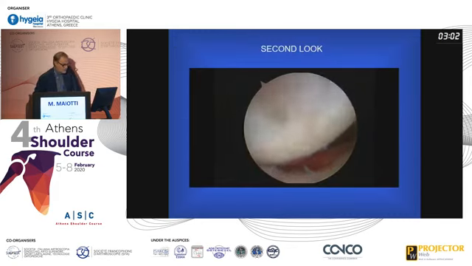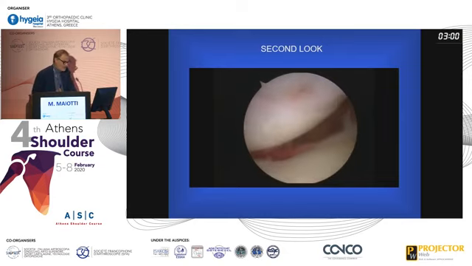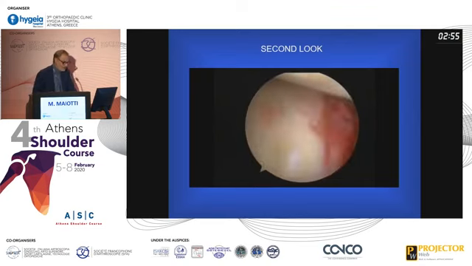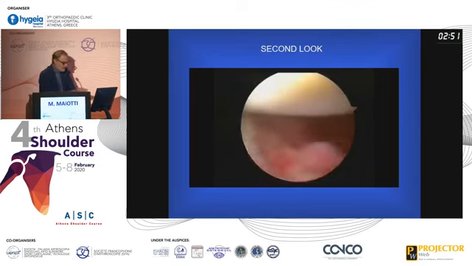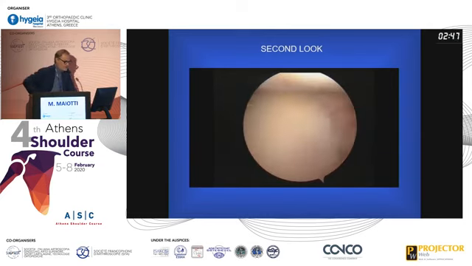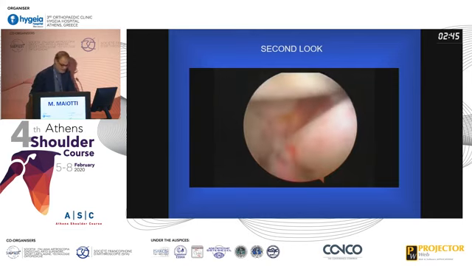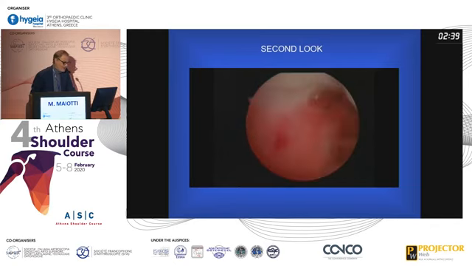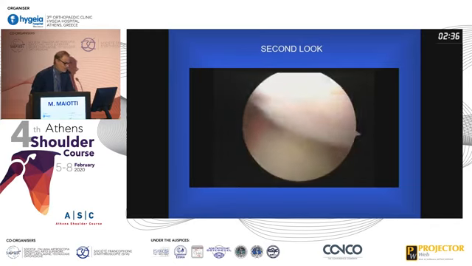This is the second look. It's a guy that had an ASA after 2 years of trauma. He accepted to have a second look. He had more than 50 dislocations, no big bone loss, but absent labrum, bad capsule. So we did the procedure, the ASA and tenodesis, and I can show you quickly the second look. You can find a very strong labrum.